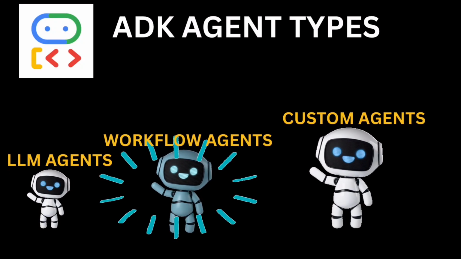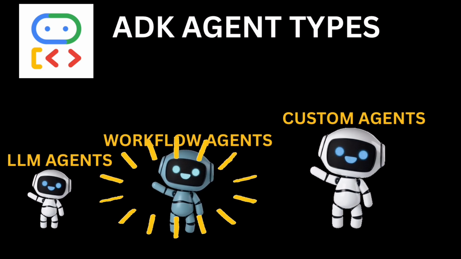We are diving into different types of agents available in Google ADK. Broadly, ADK agents fall into three different categories. First, LLM agent. We have already seen how the LLM agent works in my previous video. If you are not aware of that, please check out my previous video.